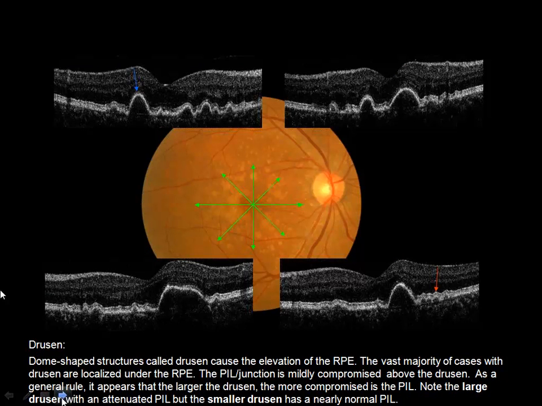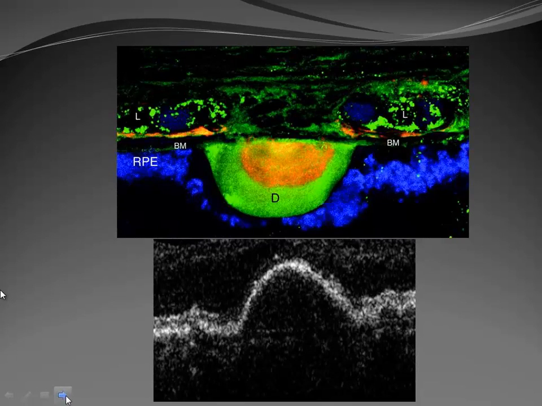So here we have the same patient. We're just taking a bunch of different slices. So we can actually see PIL present over here. And then as we go over this large druse, most of the PIL is missing, which may tell us that that may be an area that doesn't see particularly well.